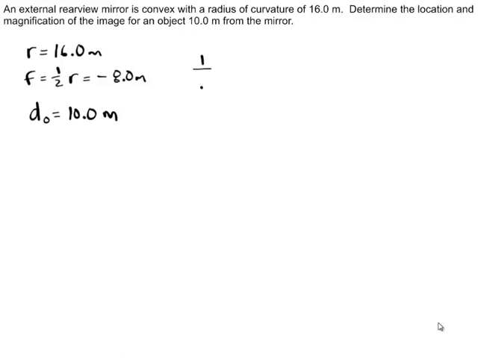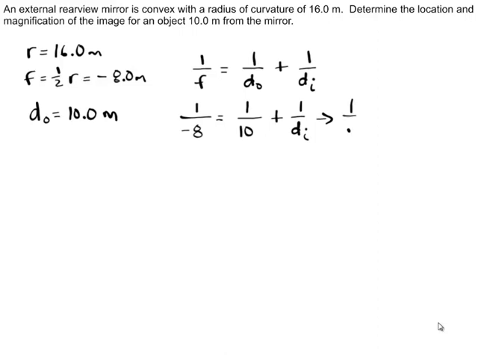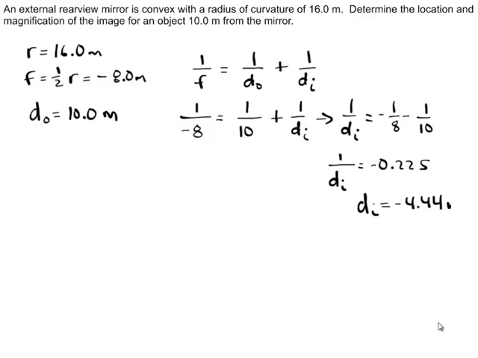Let's use the mirror equation. Let's plug the numbers in. I got 1 over -8 equals 1 over 10 plus 1 over di. That leaves me with 1 over di equals -1 over 8 minus 1 over 10. And 1 over di then is equal to -0.225, which makes di, the reciprocal of that, -4.44 meters. To get these right, you have to remember the sign convention for the focal length.